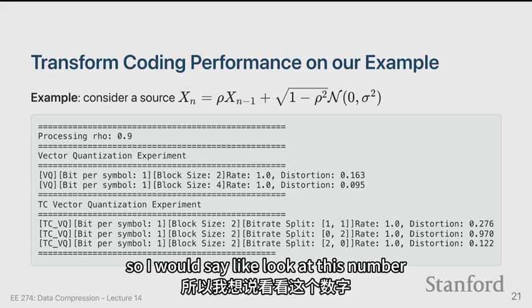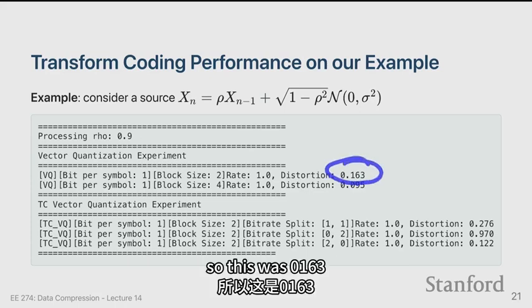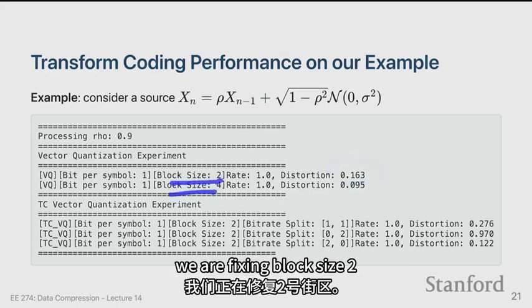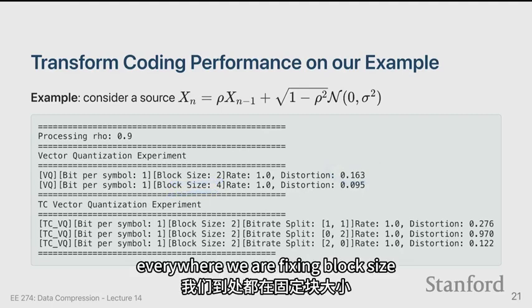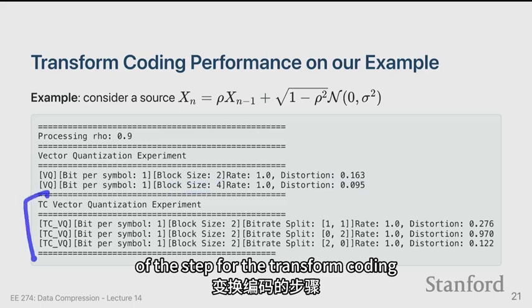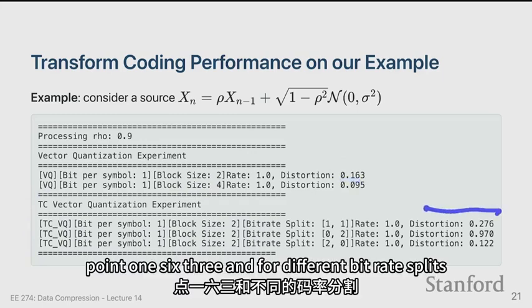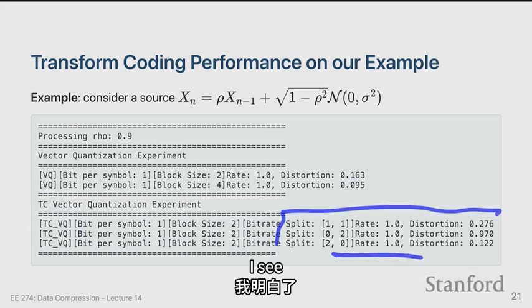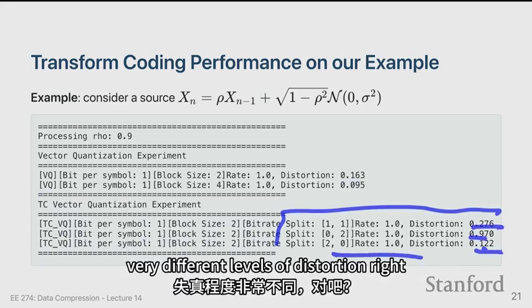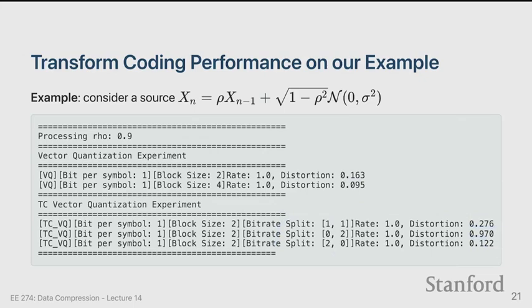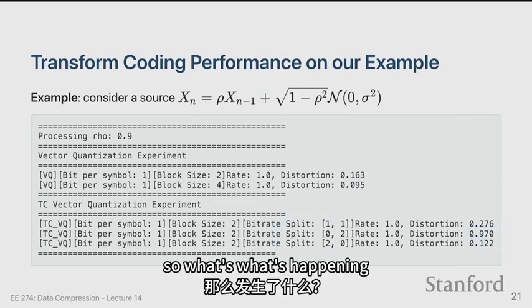So I would say, look at this number. This was 0.163. We are fixing block size 2 everywhere, for each step of the transform coding. And for different bitrate splits, I see very different levels of distortion, right? So what's happening?